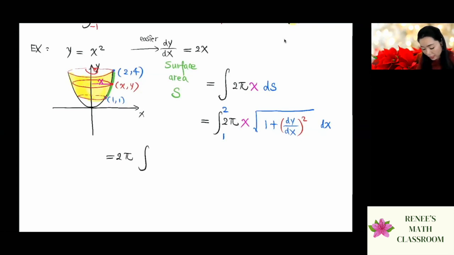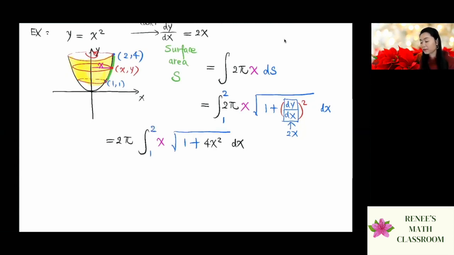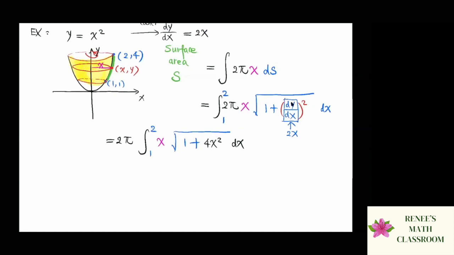And then we have this x over here, square root of 1 plus dy dx squared. We just found that dy dx is 2x, so square that, we get 4x squared, and then dx, with x going from 1 to 2, right? Okay. Now, how do I find this integral? What kind of integration method do we use? U-sub? Yes, U-sub, you got it.